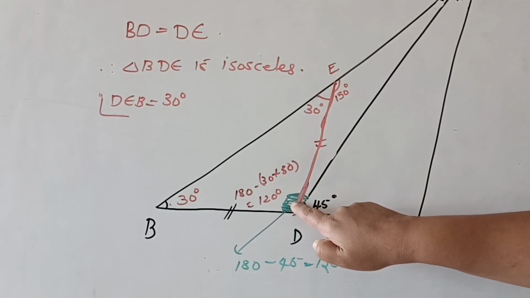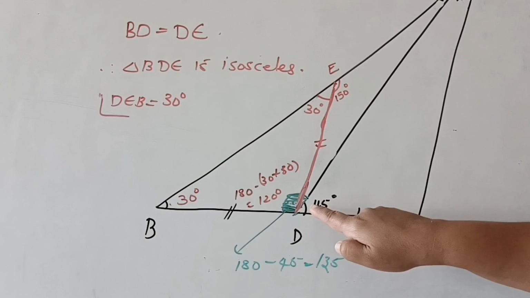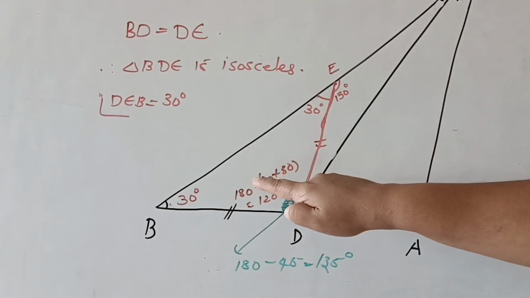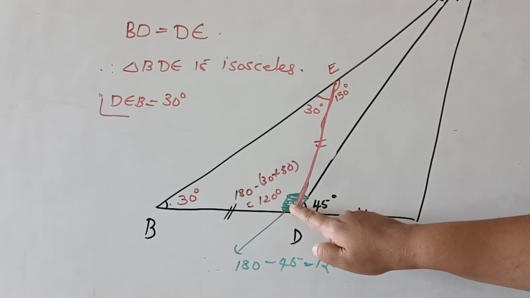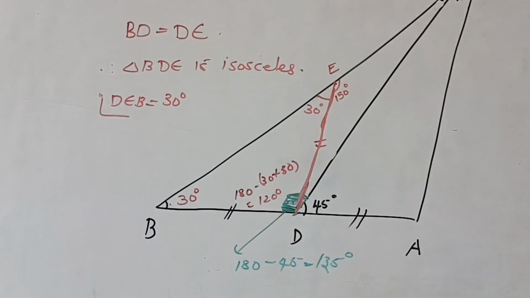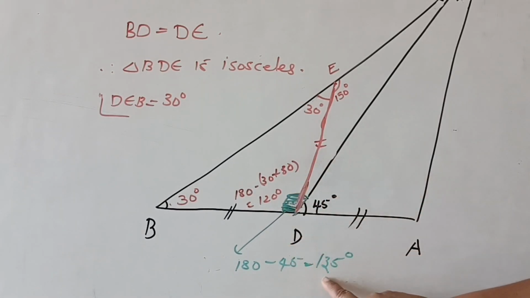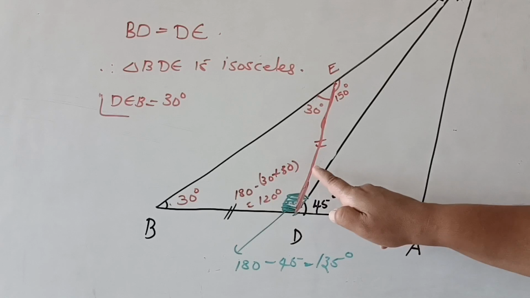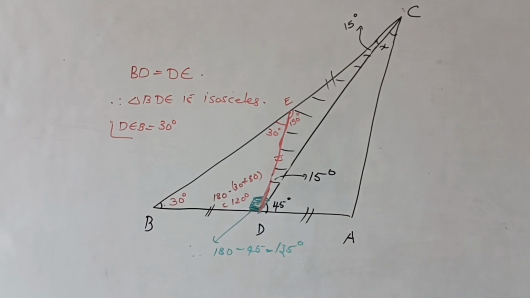Now, this angle is the angle which belongs to this triangle DBE. Two base angles we already know, which is 30 and 30. So, 180 minus 30 plus 30 will give me the measure of the third angle, which is 120 degrees. Since this angle plus this angle is 135 and this is 120, I can say this particular angle is 15 degrees.